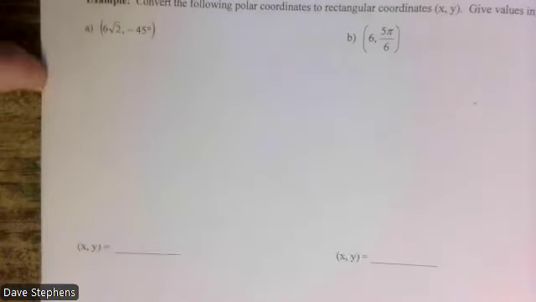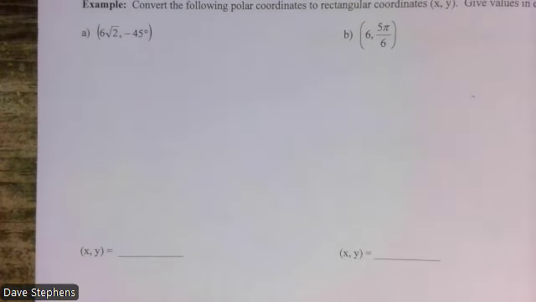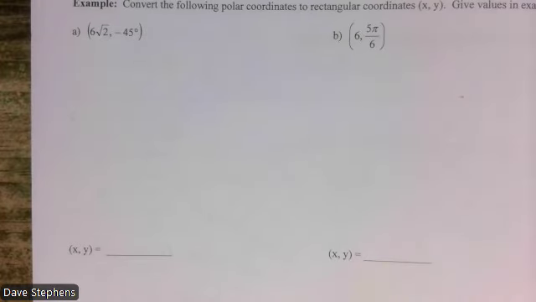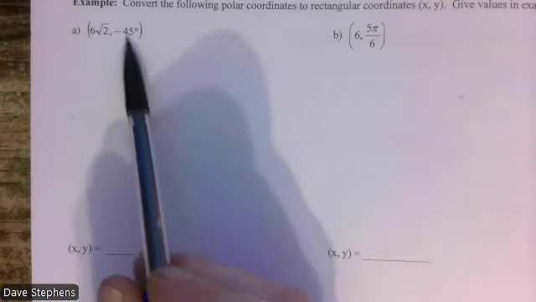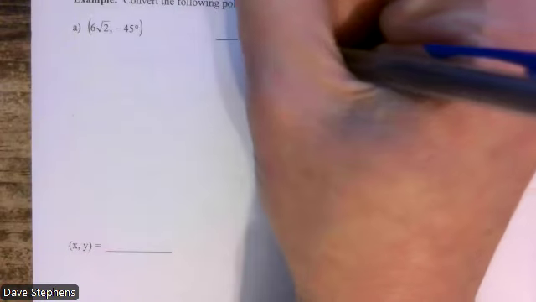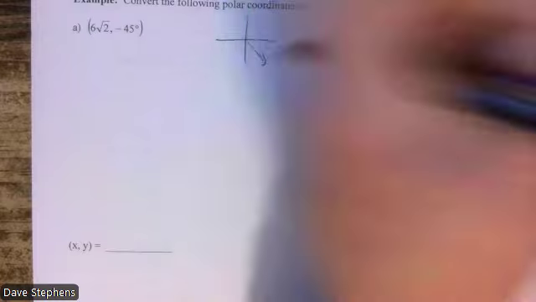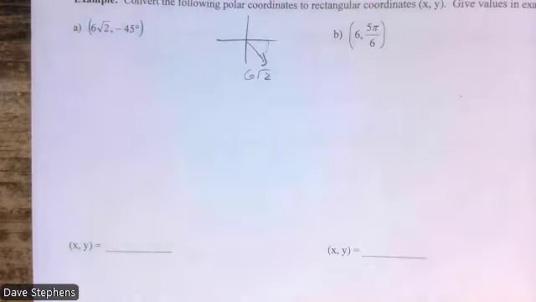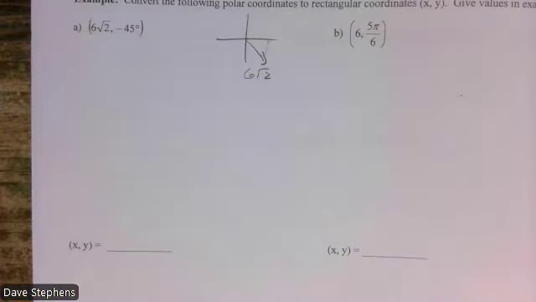We're going to convert from polar coordinate to rectangular coordinate. Yeah, this is cool, I think. All right. My angle here is negative 45 degrees. Negative 45 degrees. So I know I'm going this way. And my distance is 6 root 2. My r value is 6 root 2.